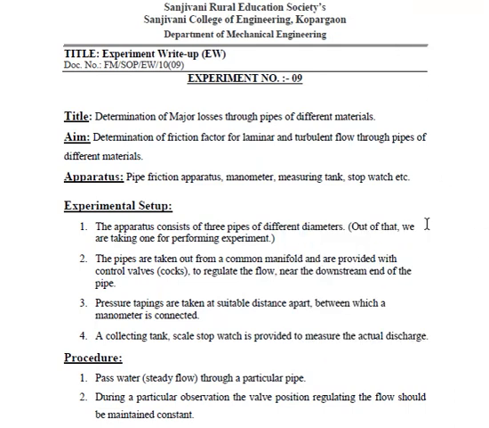Speaking about the experimental setup, the apparatus consists of three different pipes of different diameters, that is pipes of the same length but different diameters. The pipes are taken out from a common manifold and are provided with control valves to regulate the flow near the downstream end.